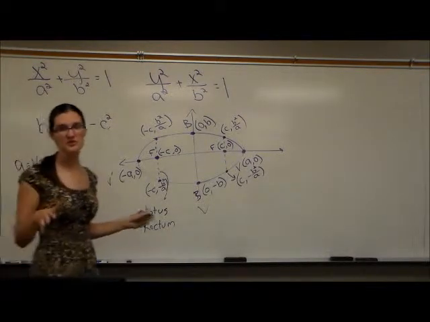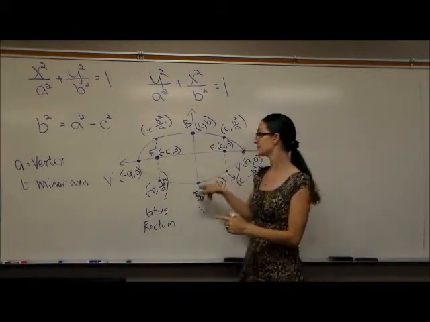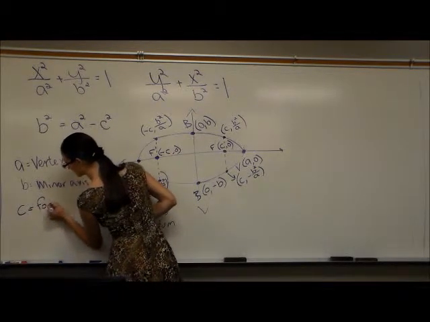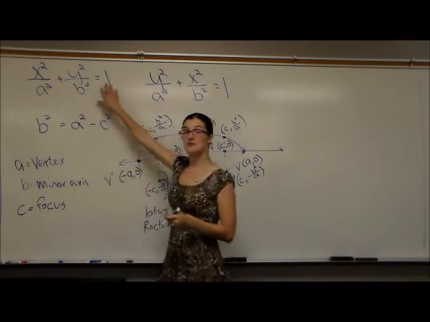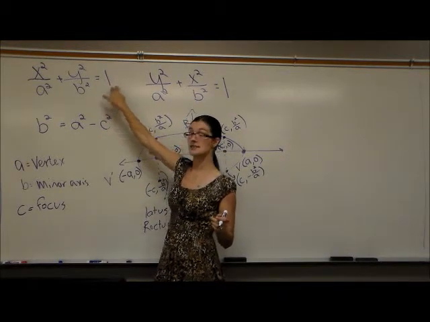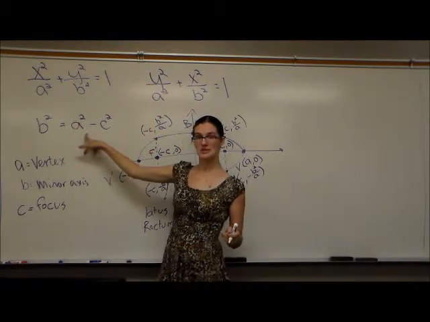It's kind of like your minor vertexes. Where does it stop, top and bottom? Okay? And C is going to be your focus. So A and B can be found very easily from your original formula, as long as it's in standard form. This is standard form for those two. C, you've got to do a little bit more work to get.